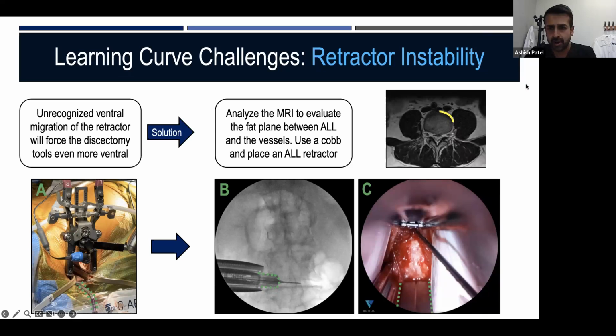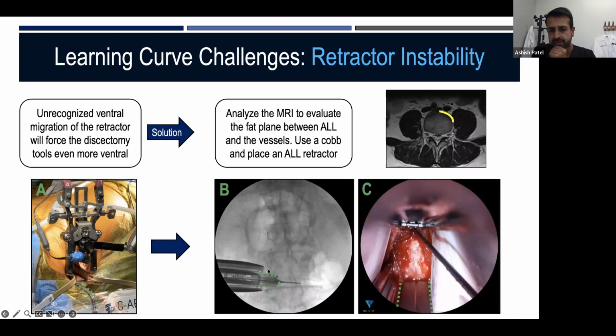And so our solution to that problem was that we would analyze the axial MRI to evaluate for the fat plane in front of the disc space between the ALL and the vessels. Then intra-op, we would use a Cobb to develop that plane. And now we place an ALL retractor every single time we do a prone lateral. You can see that in figure A, marked out where the ALL retractor is down there, and then in figure B on the X-ray.